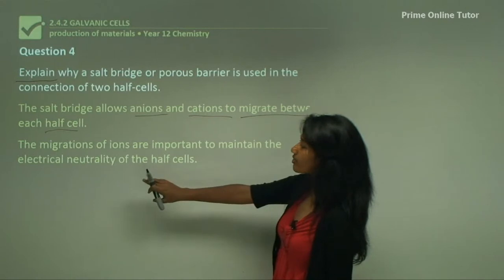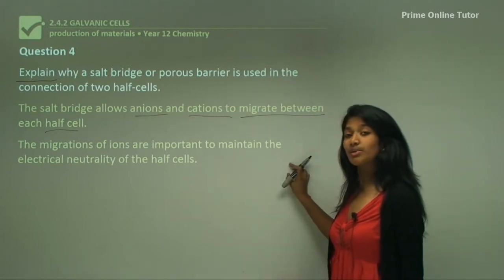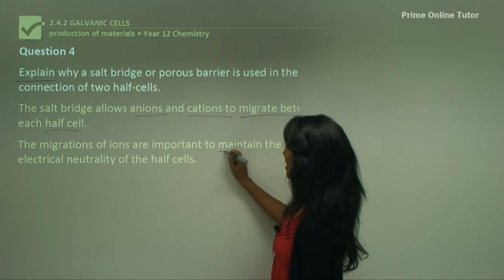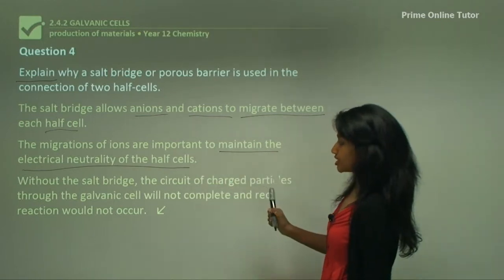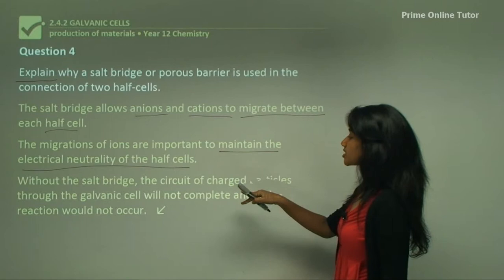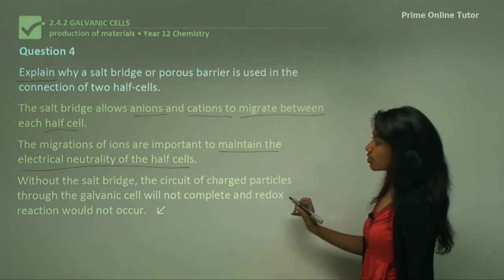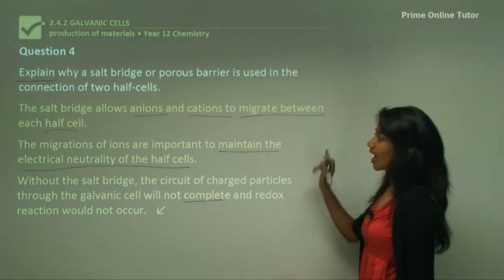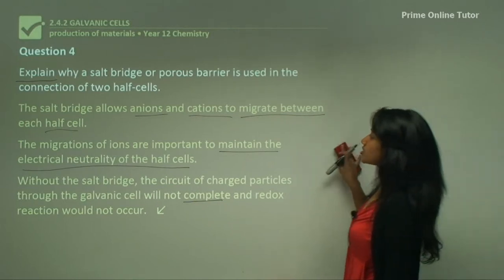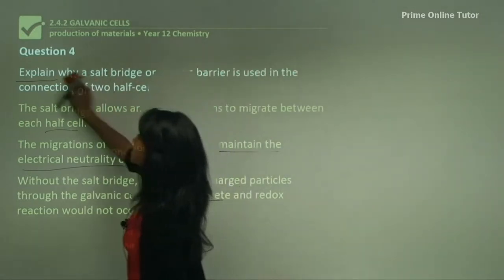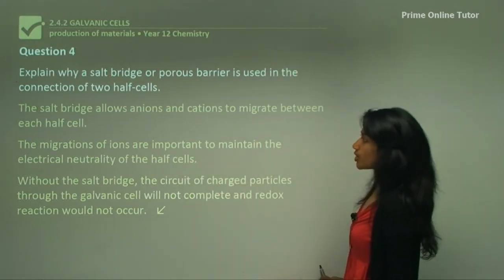In this section, the migration of ions is important to maintain the electrical neutrality of the half cells. Here we're explaining how they work. So it is to maintain the electrical neutrality of the half cells. And without the salt bridge, which is now stating why we use it, the circuit of the charged particles through the galvanic cell will not complete the redox reaction. So it is to complete the reaction. And this step by step shows why a salt bridge is used to connect the 2 half cells. So that is the kind of answer you'll be looking for in this question, and it says explain. So you really have to give a detailed answer for that. Now we'll go to question 5.